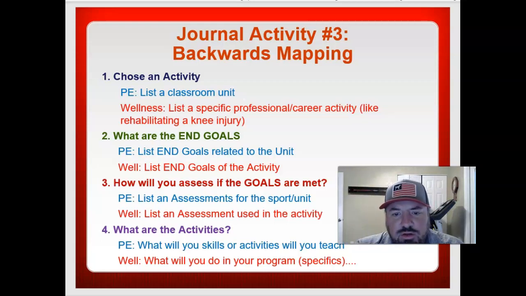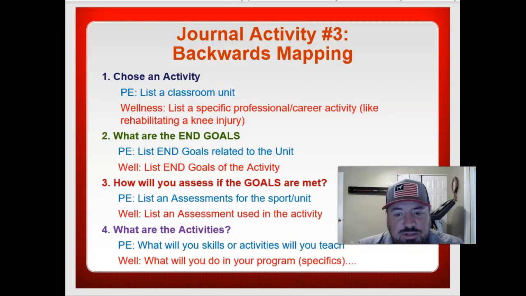What are your end goals? So this is where we're going to think about backward mapping. In PE, if we pick basketball as our unit, what are our end goals? What are the skills we need students to do? Make a list of some skills. Do they need to dribble, pass, shoot, play defense, rebound? What are some of the different skills they need to do?